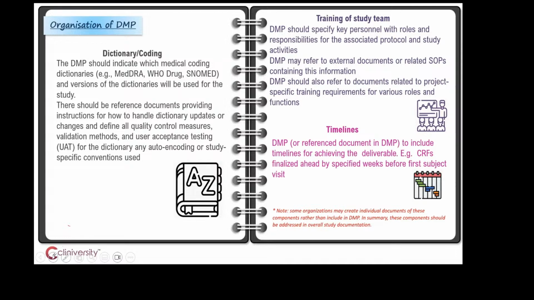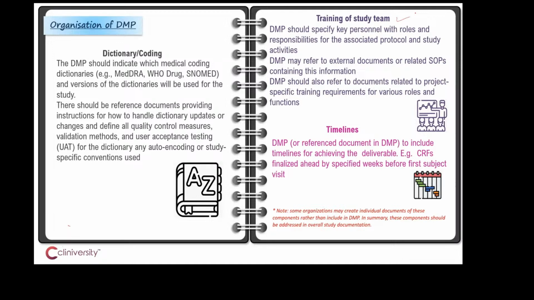Different kinds of examples of coding would include your prior and concomitant medication coding. There will be adverse event coding. Medical history coding will be there. Non-AE medical coding also is going to be there, for example, in observational studies. And then if there is any physical exam coding, it will also be covered.